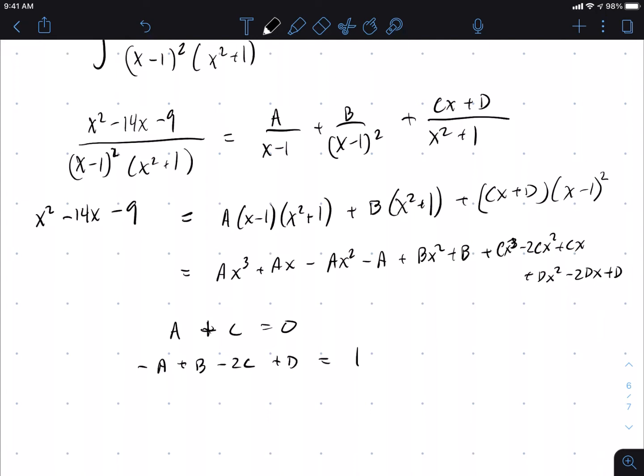Is there anyone that needs me to show how I got those? Can you please show how you got that? Yeah, sure. So check this out. Just so you know, this first one was the x cubed. This is the x squared. The next will be x, and then it'll be a constant, right? So all the x squared terms: there's a negative a, a plus b, a minus 2c, and then a plus d. Does that make sense? Got it. Thank you.